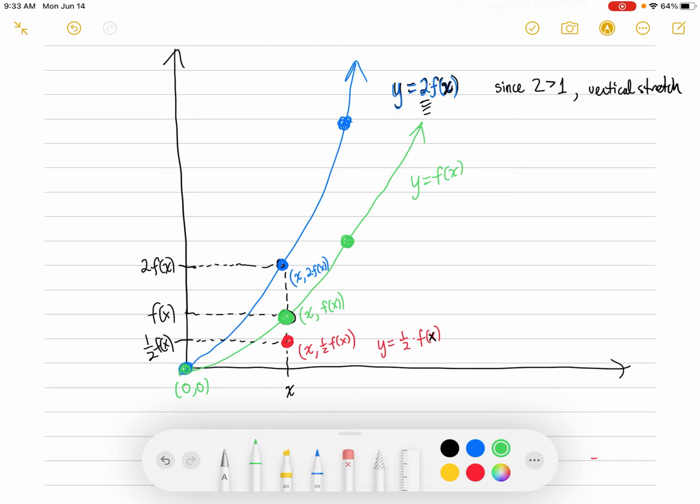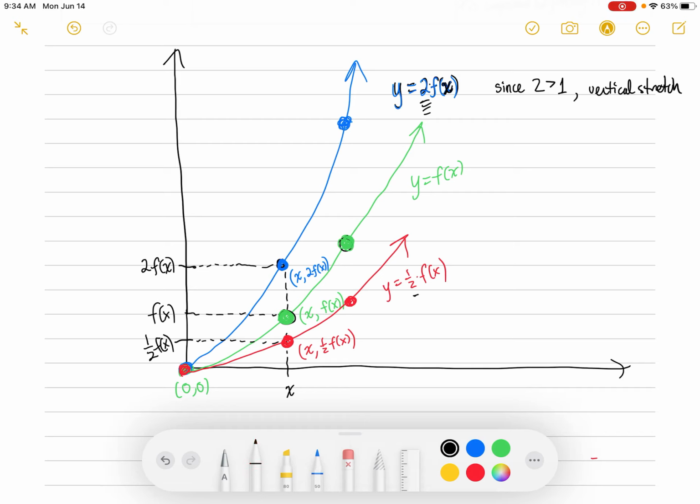So if you take that green point back at the beginning, this one right here, and you multiply the y value by 1/2, you still get 0 for a y value, so that's going to put a point here. And if you take this end green point here, and you halve the y value, 1, 2, 3, 4, 5, that would put your red point somewhere about here. And if you connect these, you get a red graph like that. So this would be y equals 1/2 times f of x.